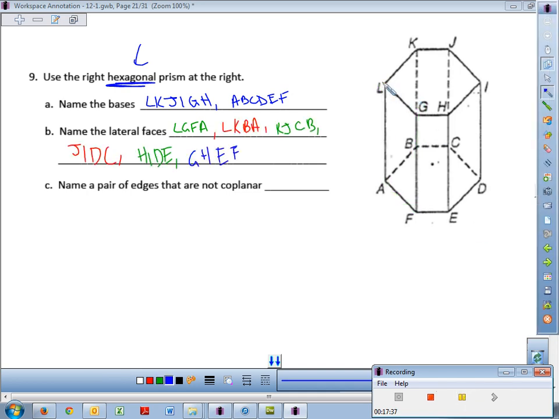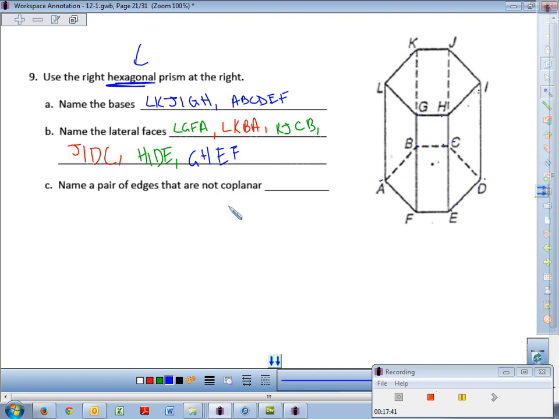So we have LKBA as one, KJCB, JIDC, HIDE, and GHEF. Total of 6 plus the one that I gave you to start with.